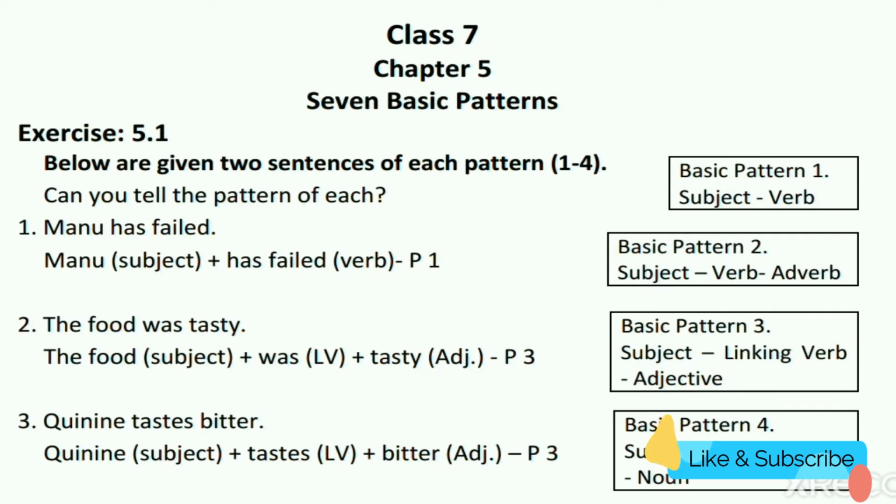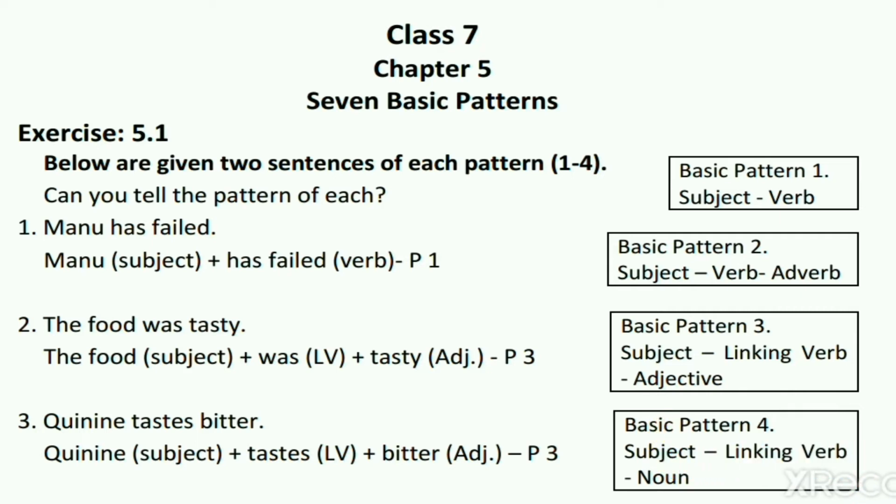Today I am going to start class 7th English grammar 5th chapter, and that is 7 basic patterns. In this chapter we read about subject, verb and object, linking verb, complement and basic patterns from 1 to 4. The subject is a person or thing that performs an action. Verb is a word or group of words that expresses an action or event. Object is a person or thing on or for which the action is done.